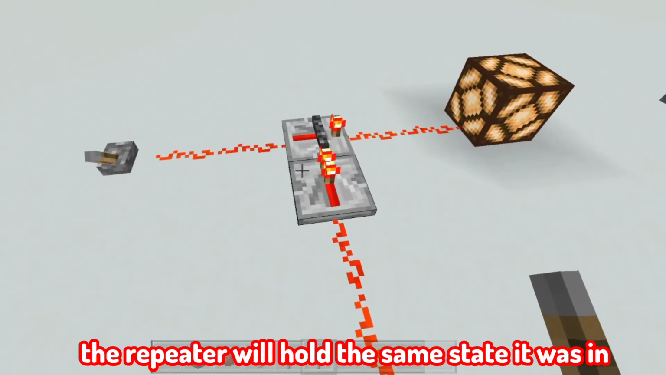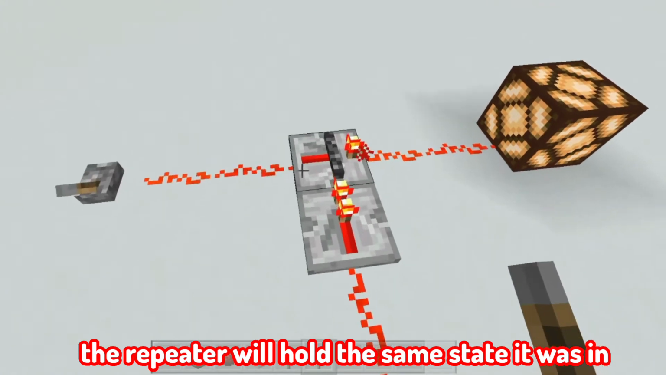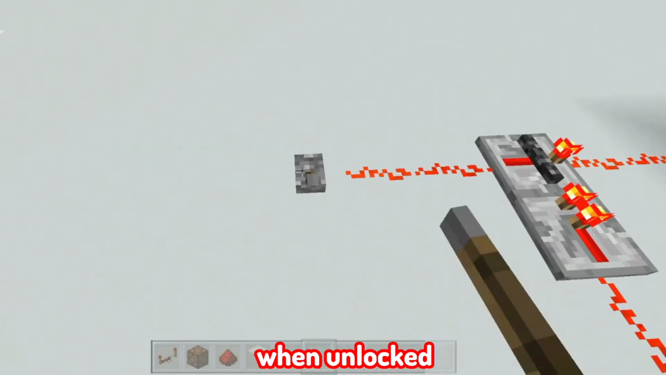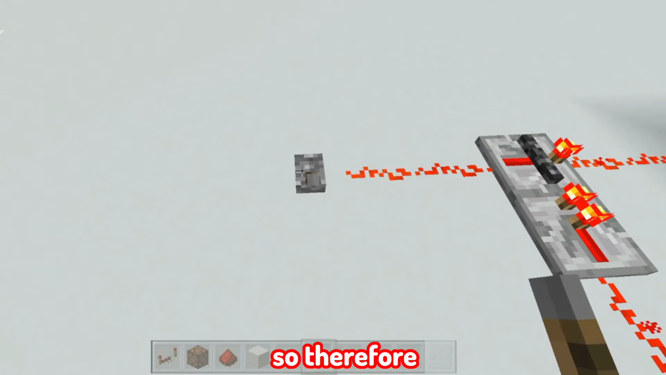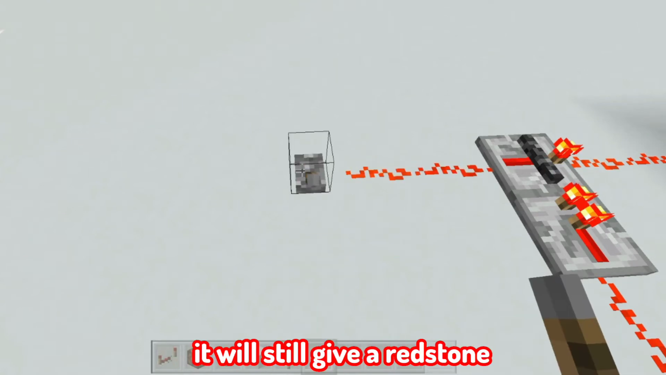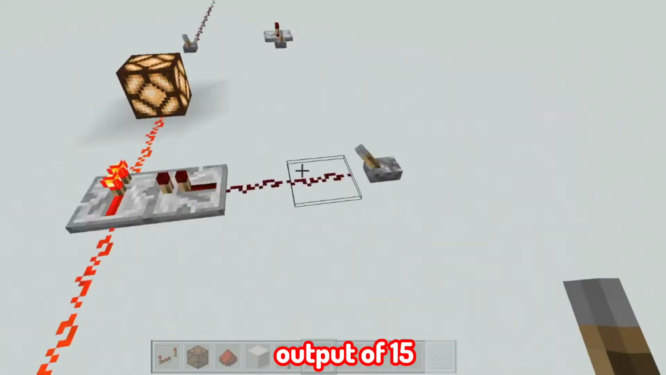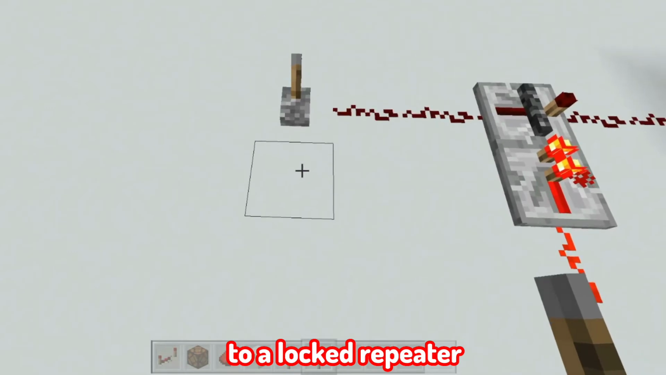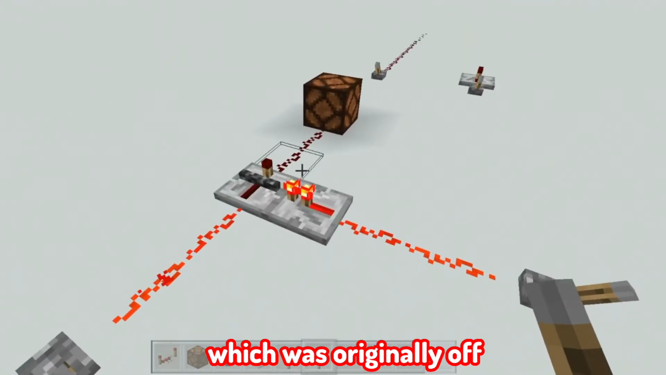When locked, the repeater will hold the same state it was in before it was locked and will only change state when unlocked. So therefore, if power is cut off from a locked repeater, it will still give a redstone output of 15, and the opposite is true if power is supplied to a locked repeater which was originally off.